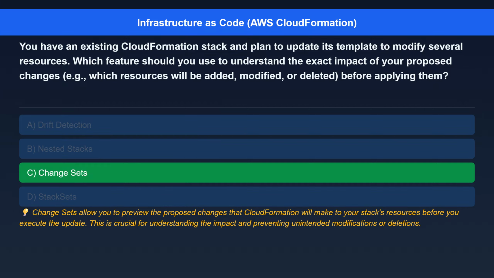The correct answer is change sets. Here's the explanation. Change sets allow you to preview the proposed changes that CloudFormation will make to your stack's resources before you execute the update. This is crucial for understanding the impact and preventing unintended modifications or deletions.